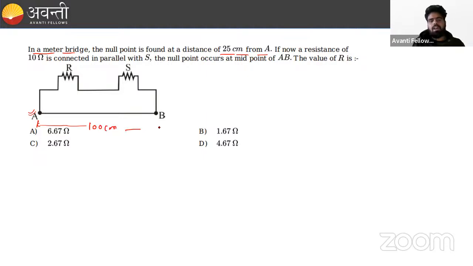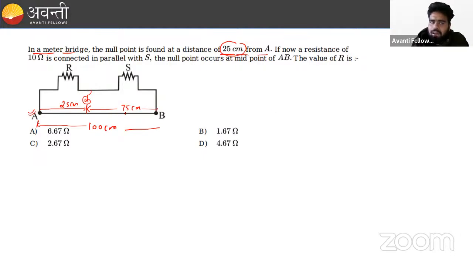This is absolutely correct. We can say that here the total length is 100 centimeters. This is the basic information that we know from the meter bridge. And it is said in the problem that the null point is obtained at 25 centimeters from A. So if the first null point is obtained at 25 centimeters, then what is the remaining distance? This is the null point condition, guys. Here the galvanometer deflection reading is 0. So this is 75 centimeters.